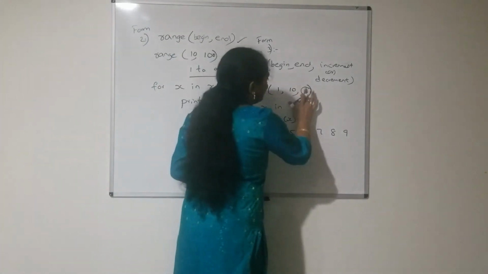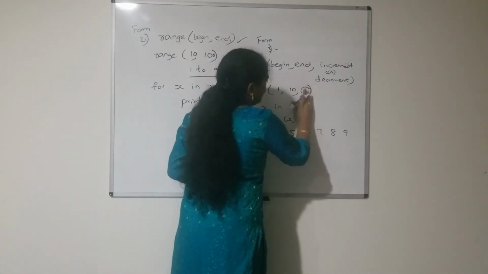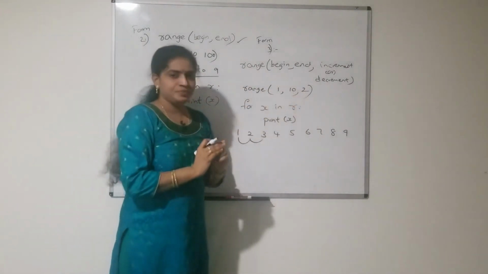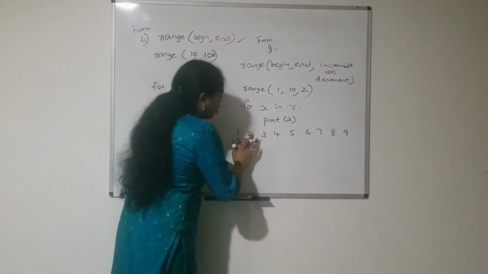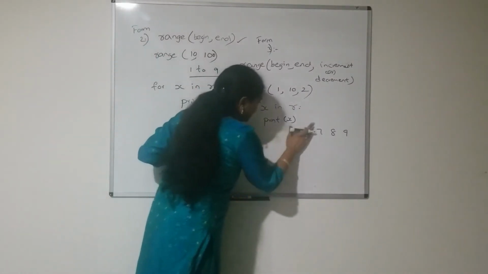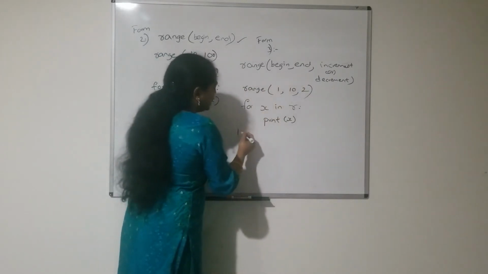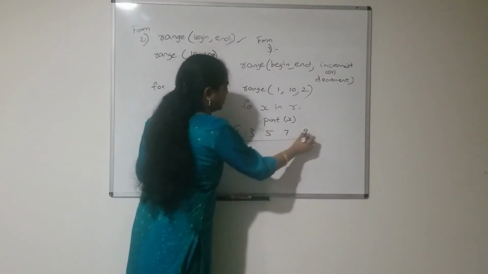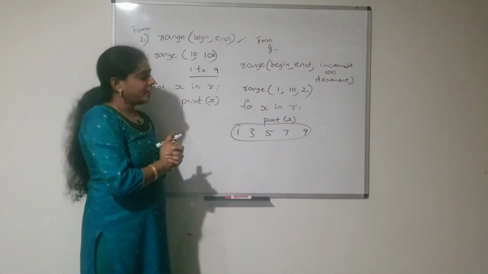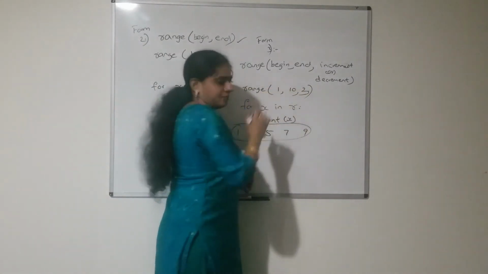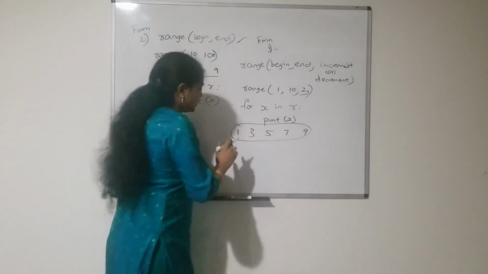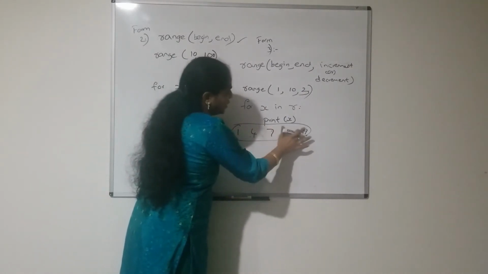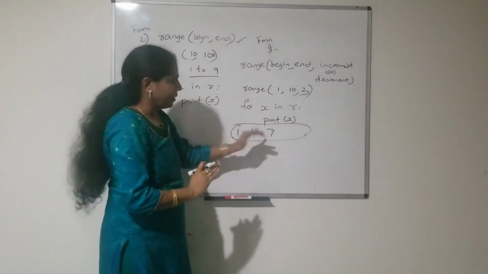Suppose instead of 1, if I use 2 here, then what will be the output? See, 1 plus 2 is 3, 3 plus 2 is 5, 7, 9. So this is my output. Suppose I use 3 here: 1, 4, 4 plus 3 is 7, 7 plus 3 is 10, which is not in my range. So this is my output.